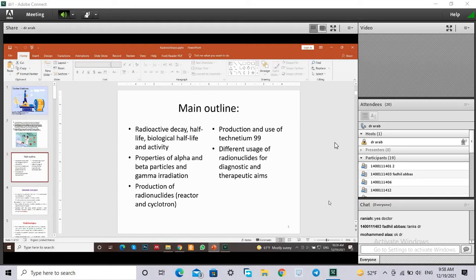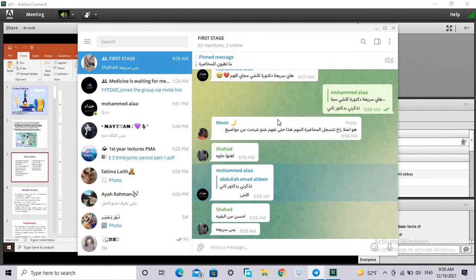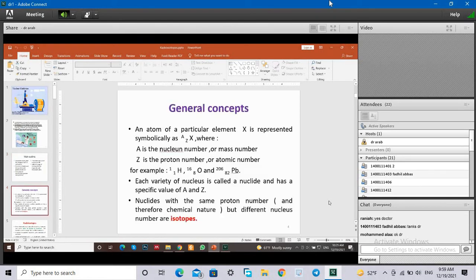Then I teach you about the different methods of producing artificial radionuclides, which happens in a nuclear reactor and in a cyclotron. Following that, I also speak about the production and use of technetium-99 as a main and common radionuclide that we use in nuclear medicine. And at the end, we speak about the different uses of radionuclides for diagnostic and therapeutic aims. Okay, let's start the first section of this chapter.